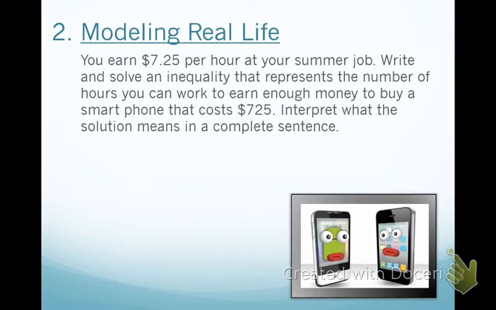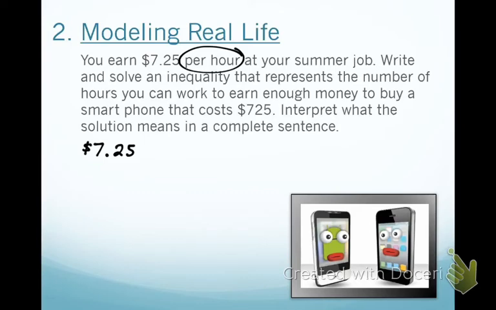Interpret what the solution means in a complete sentence. So starting off, class, how much money does it say you earn per hour? All right, so let's write that down, $7.25. Here's some key word that I want you to notice. When it says per hour, that means for 1 hour, I'd earn $7.25. For 2 hours, it would be $7.25 times 2. For 3 hours, it would be $7.25 times 3. Okay, does that make sense?